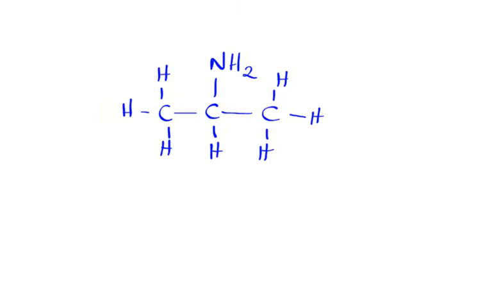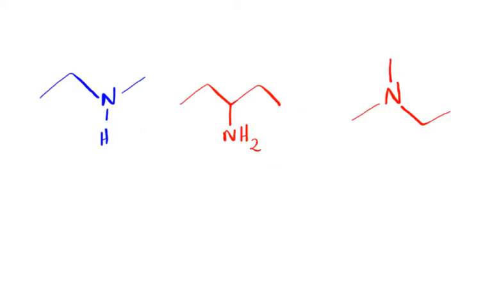So going back to the example that we looked at before, we just ignore the carbon chain, but looking at the nitrogen, so that nitrogen is attached to two hydrogens and just one R group, which makes this a primary amine. Now have a go at classifying these three particular amines.